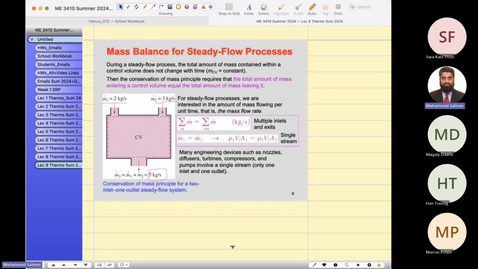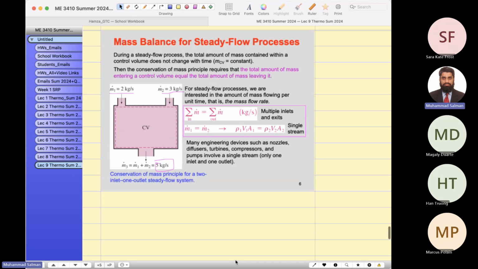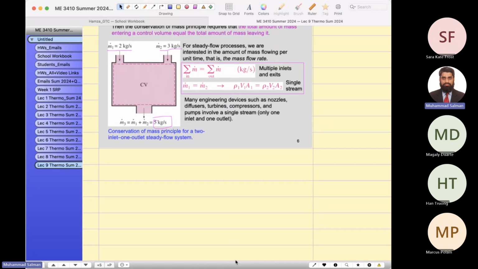Just alluding to one more thing, which may not be here: whenever the mass goes in, the mass has a temperature. Every fluid has a temperature associated, and when you have a temperature, it means you have enthalpy. So the energy carried by the mass, you will see later on, can be written as m dot 1 h1. You see my point? This is E dot.